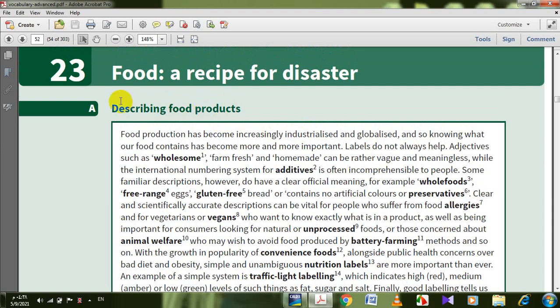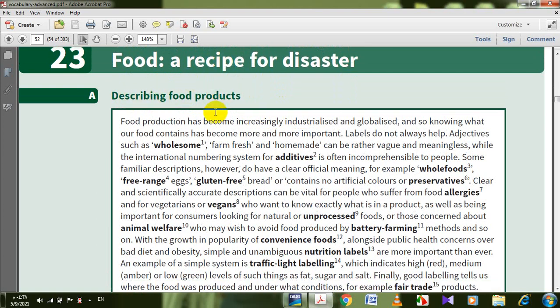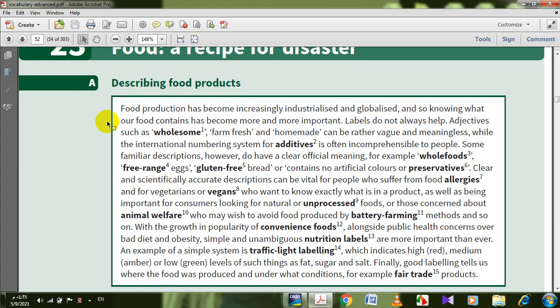And the topic of today is going to be about food, a recipe for disaster. Recipe, وصفة الأكل. Okay, a recipe for disaster. Describing food products. Food production has become increasingly industrialized and globalized, and so knowing what our food contains has become more and more important.